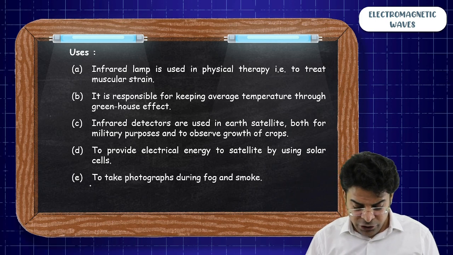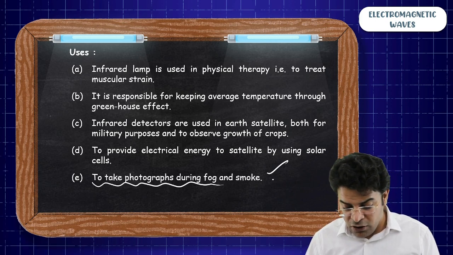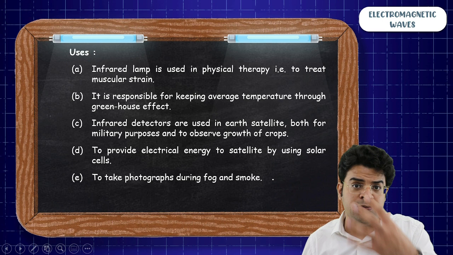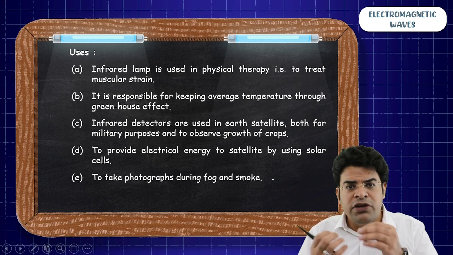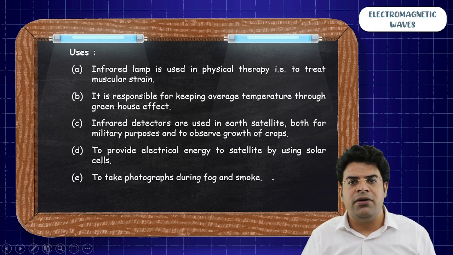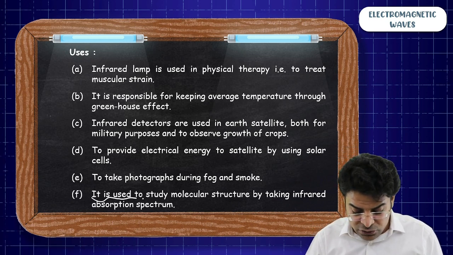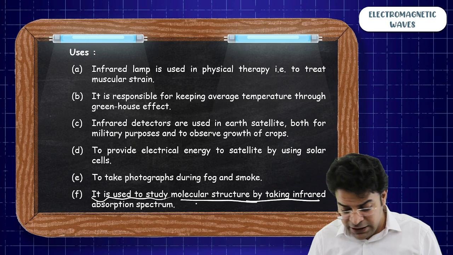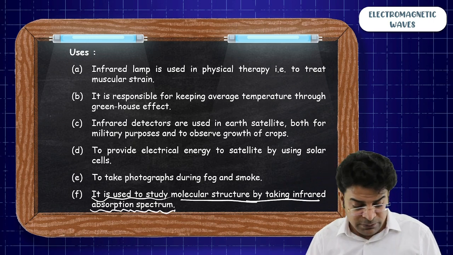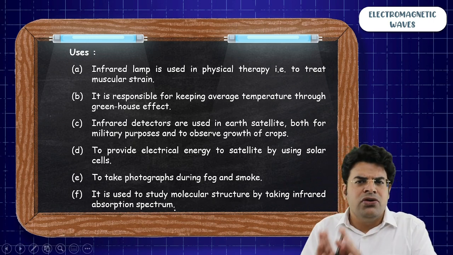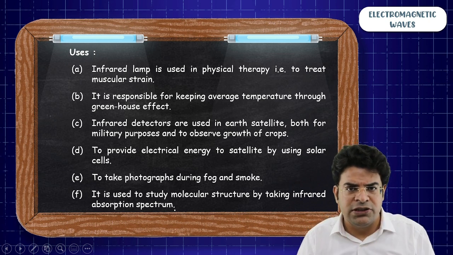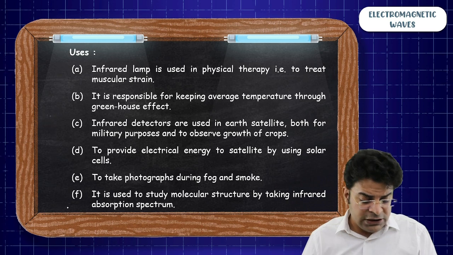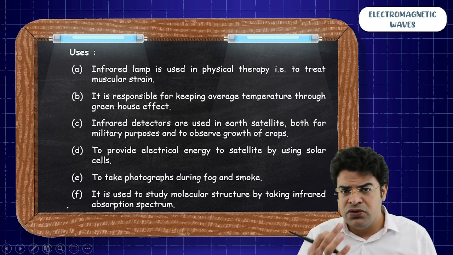The next point, to take photographs during fog and smoke. Definitely during fog and smoke you don't have visible light, so we use infrared radiations to take the picture. The next point, it is used to study molecular structure by taking the infrared absorption spectrum. It can also be used to study the crystal structure of substances. Why do we need to know all these points? Because they are given in NCERT, so you need to know them.